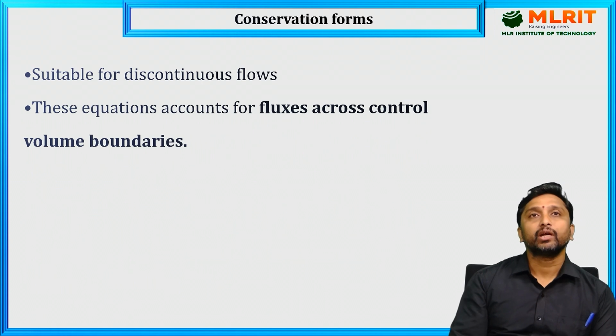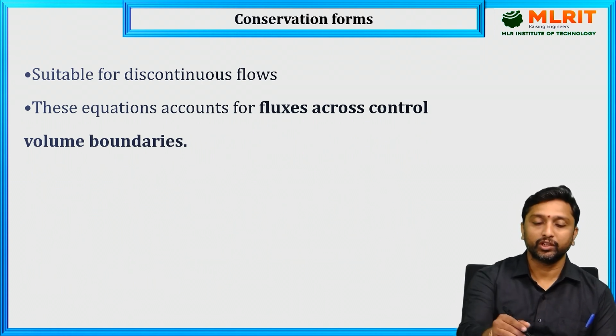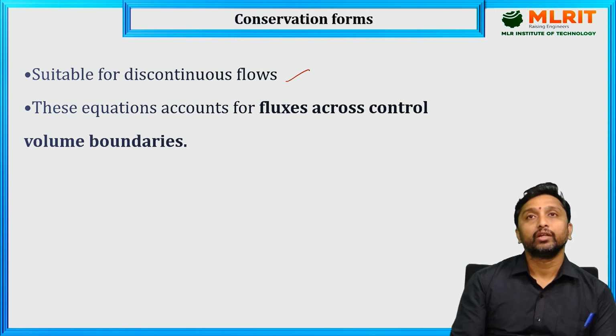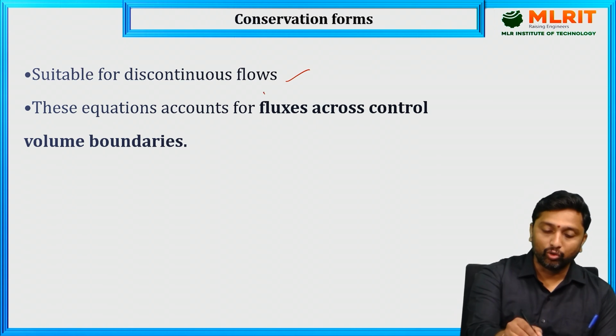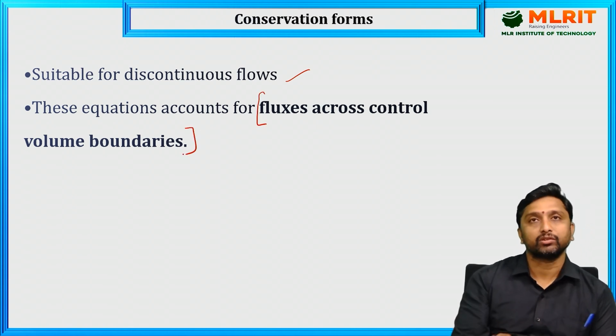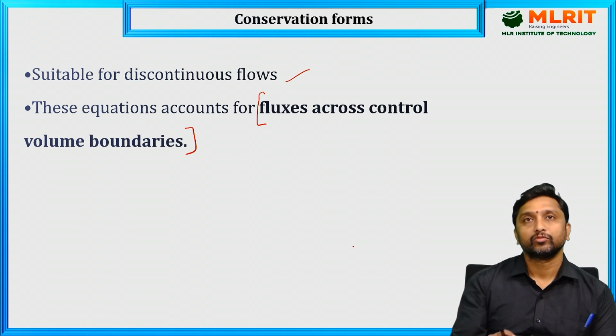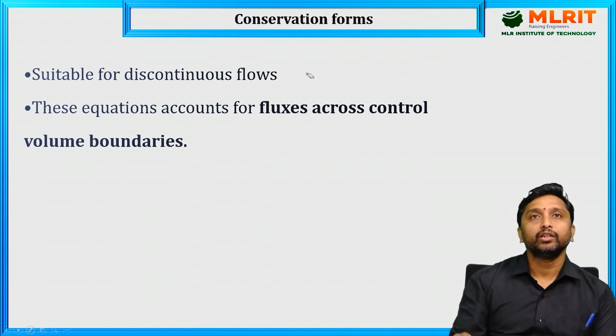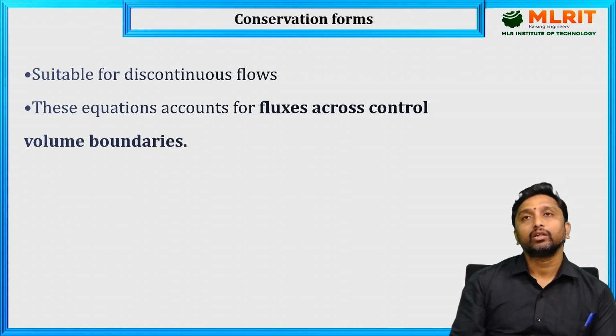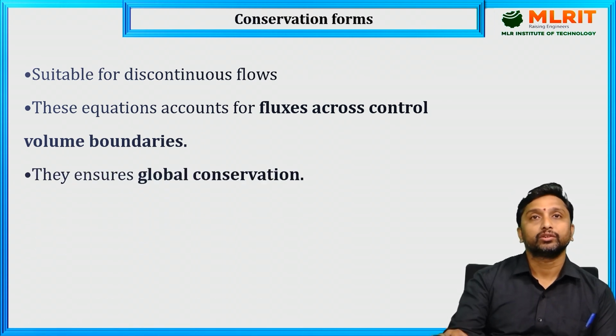So these types of flow equations are very much suitable for discontinuous flows. Then we have fluxes across control volume boundaries. So they account for changes in the fluxes across the control volume. Because of that, these are most commonly employed in flow fields where there are discontinuities.